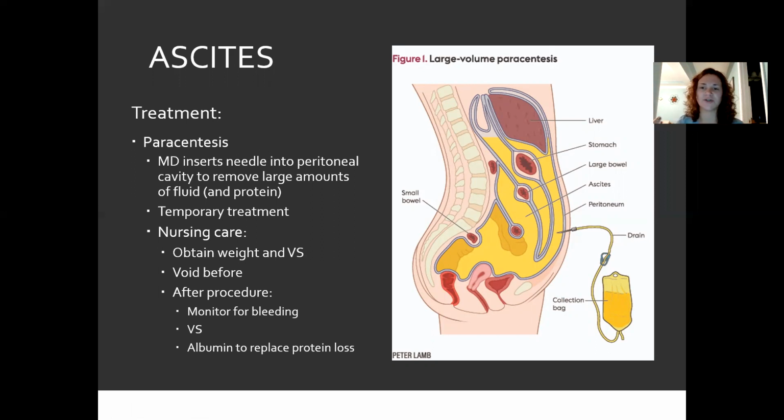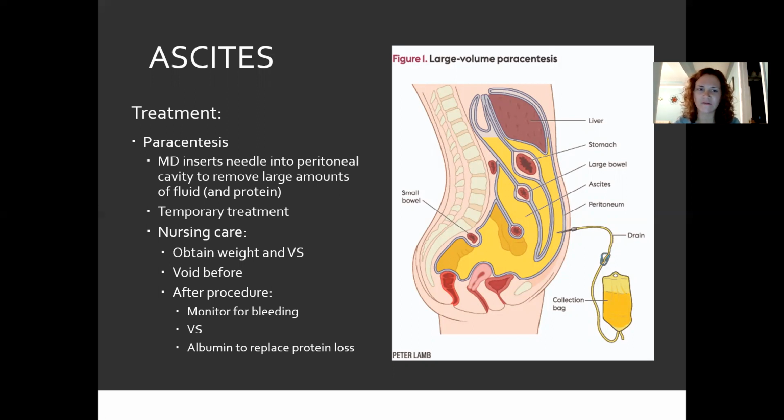So a lot of times when patients are getting a paracentesis, they're simultaneously getting albumin infusions. This is a temporary treatment. It does nothing to address the liver failure. It's just addressing the symptom of fluid retention. And the nursing care during this procedure: it's done at the bedside all the time. We can also take them down to IR, interventional radiology, to do this.